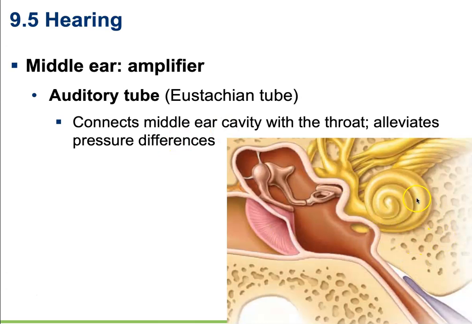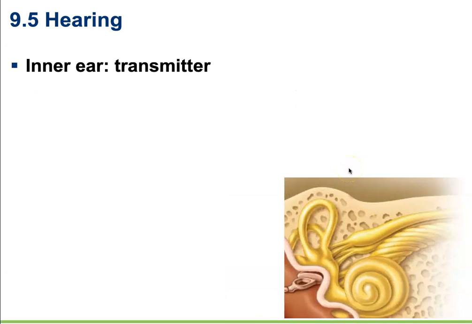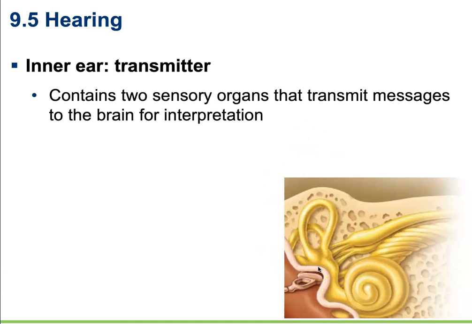So from the middle ear, we're going to move now into the inner ear. The inner ear is going to be the transmitter. First we have the receiver in the outer ear, then we have the amplifier, now we have the transmitter. We need to get that information from our sensory organ into the brain. So this is going to contain two sensory organs that transmit messages to the brain for interpretation.